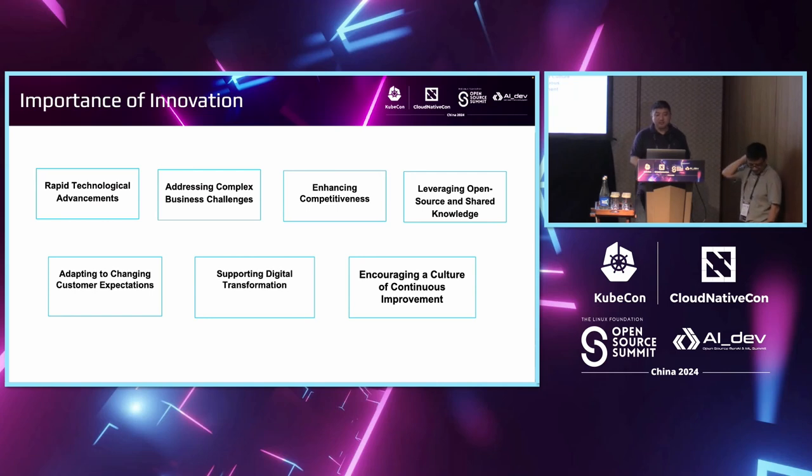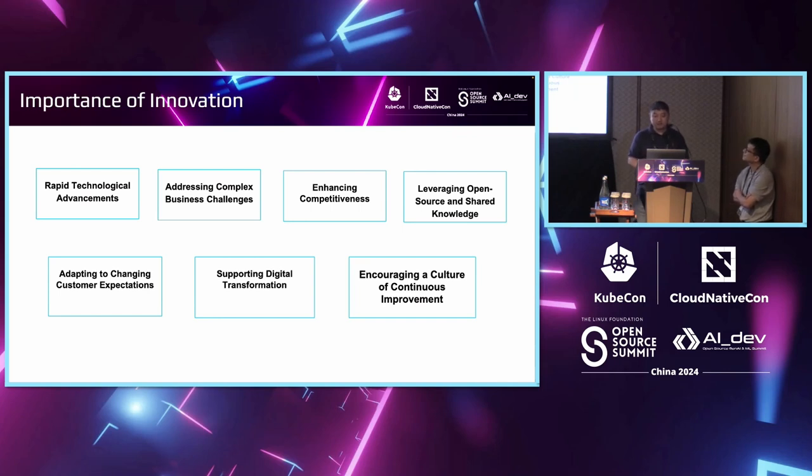As the teacher mentioned, in modern enterprise computing, innovation is also important on IBM Z, and the following elements are crucial. First, rapid technology advancement: innovation is essential for businesses to stay ahead of these changes by adopting new technologies. Second, addressing complex business challenges: modern enterprises face unique challenges that require customized solutions, and innovation allows businesses to tailor their technology stacks. Third, enhancing competitiveness: innovation enables businesses to differentiate themselves in the market.